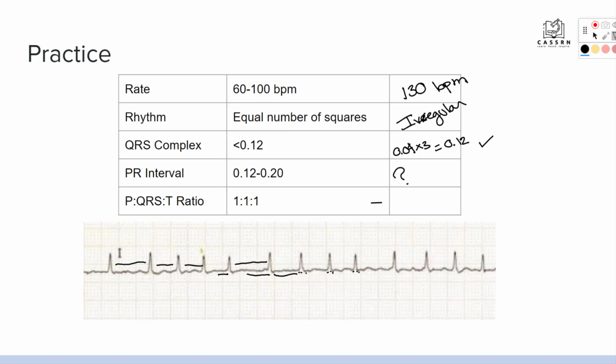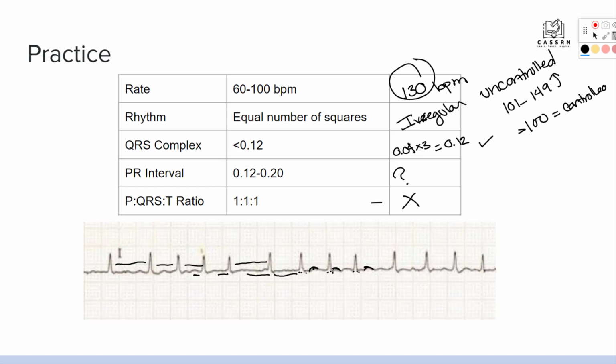And then if we look at our ratios here, again, we don't have a P wave, so we can't look at that. And we do have a QRS, but it's kind of unclear whether or not we have a T wave going on. Maybe there could be one right there, one right there, one right there. Okay, so we don't have this either. So looking at our rate here, we've got it at 130. So this is going to be uncontrolled. And if you refer earlier in the video, if it's between 101 and 149, then that's considered uncontrolled. If it was 100 or less, then it would be considered controlled. So in this case, it's uncontrolled.